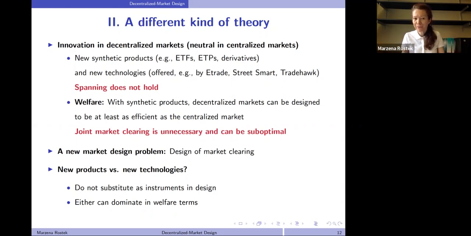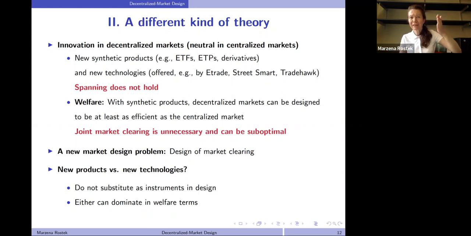And there are two results here. First, this is generally not possible. Neither instrument can mimic the effects of the other state by state. Either can dominate in welfare terms. So in general, new financial products and new technologies represent separate instruments in financial market design, and they should be regulated separately.